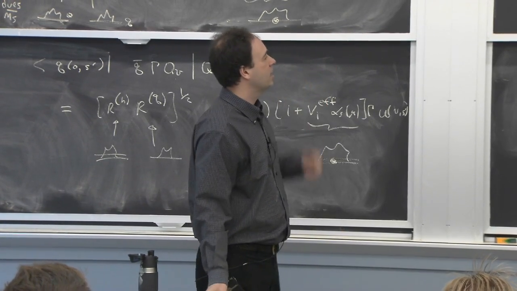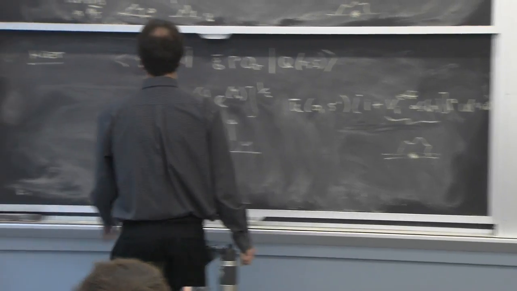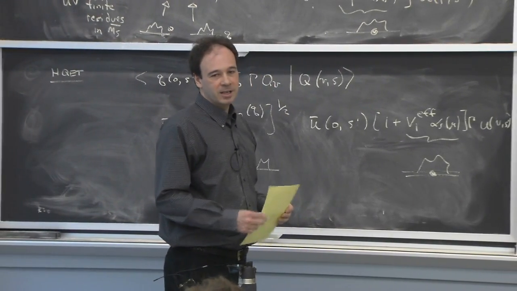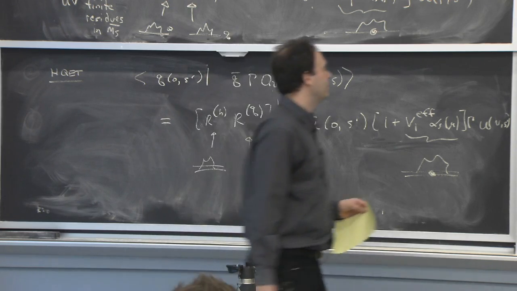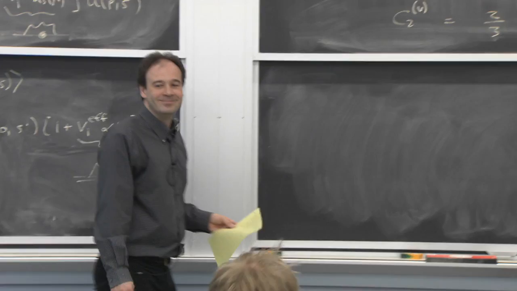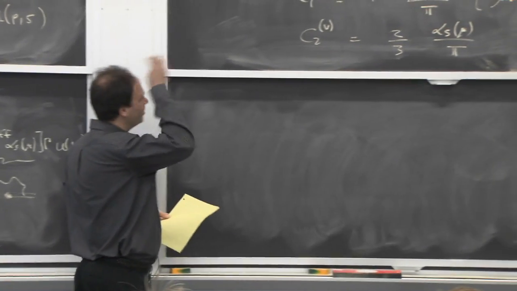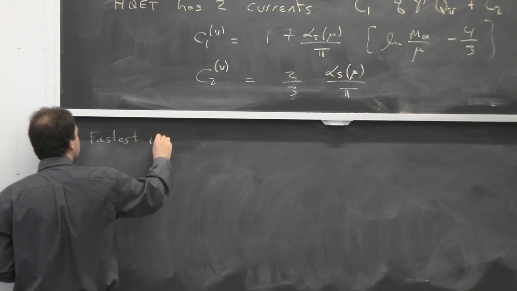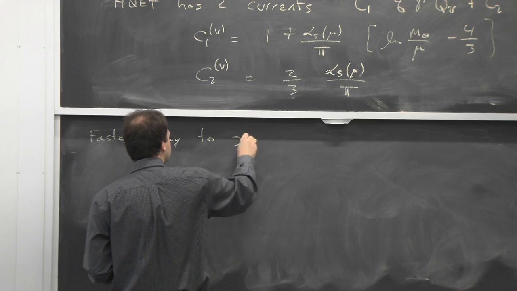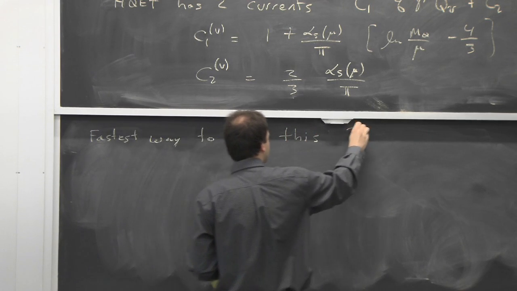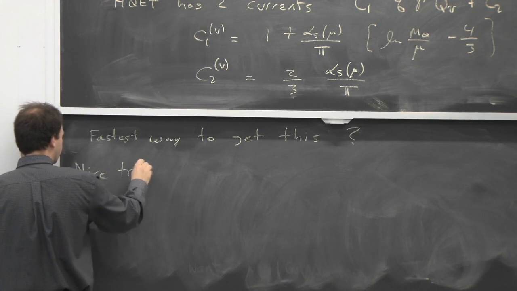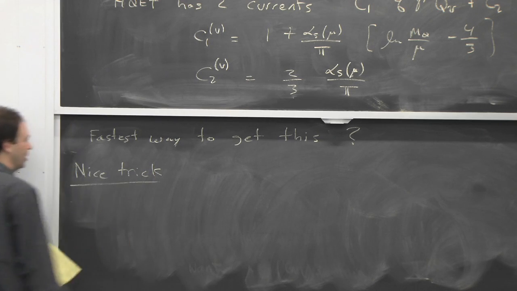Now, if you wanted to carry out this calculation, it looks like it's kind of involved. This graph, this graph, this graph, all these diagrams to consider. You'd like to make your life as easy as possible, and there's actually a very nice trick here for doing that I have to mention to you, because it's kind of magical. So what is the fastest way that I could get this result? So this is a nice trick to remember if you ever have to do a calculation like that, because it's not specific to HQET.